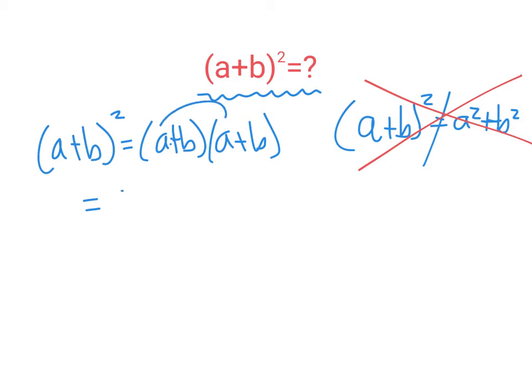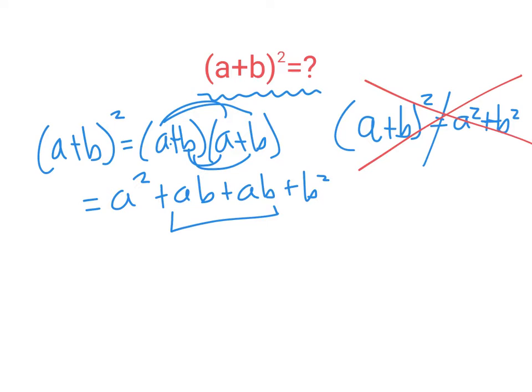A times a is a squared. A times b is ab. B times a is ba, or I'm going to write it as ab because it's the same thing. And b times b is b squared. Since these are both ab, we get 2ab. So we can combine those, since they are like terms. And we end up with this.